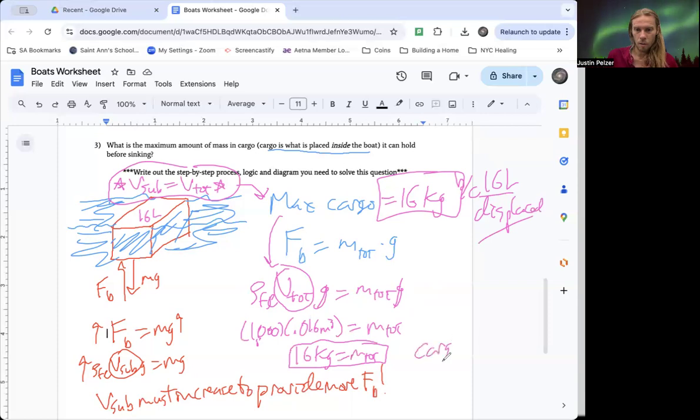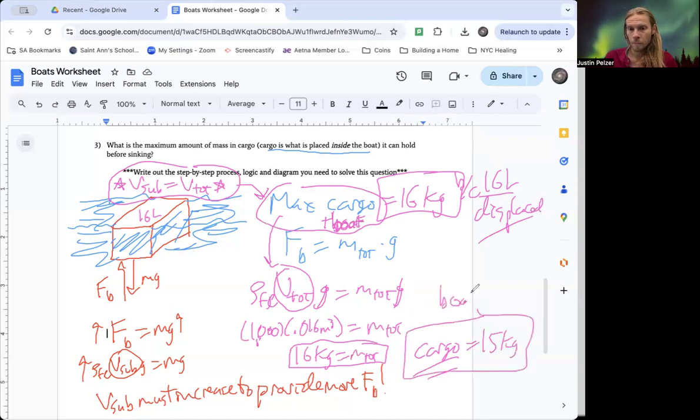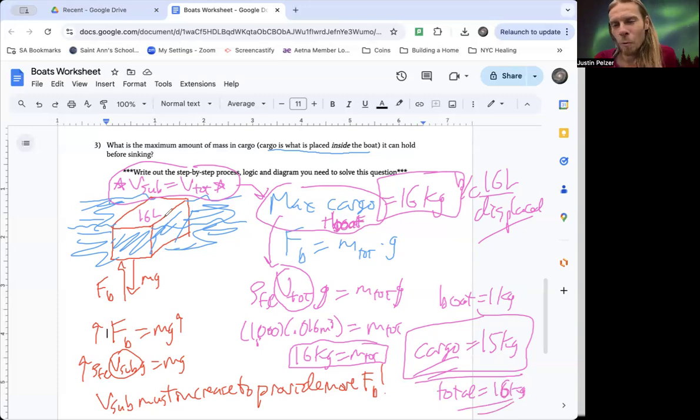So cargo, I guess the cargo plus boat. Careful. Don't forget that the boat is included in that. A lot of people tend to forget that the boat is included in that. It is 16. So cargo would be 15 kilograms because the boat is 1 kilogram. And total, therefore, is 16 kilograms that it can hold. Boom. Because the water doesn't care what part is boat and what part is mass inside the boat. The water just feels weight pushing against it. And so it pushes back up to equalize it. Boom. That's it. That's what we got.